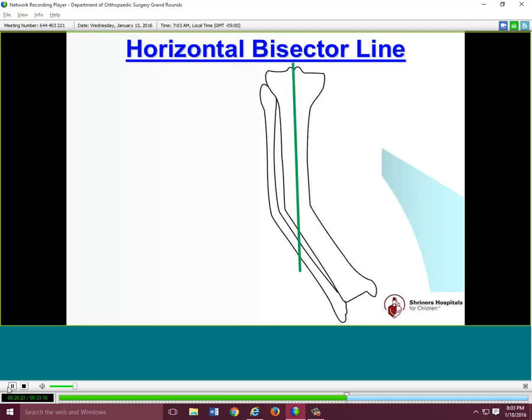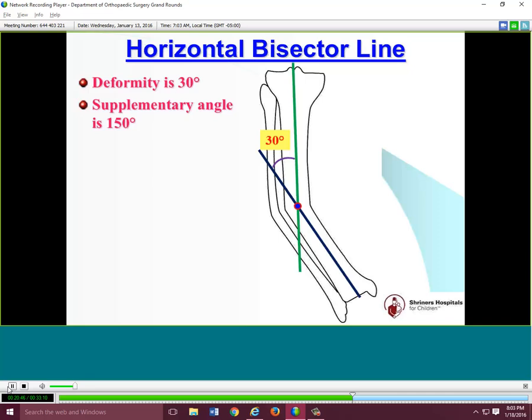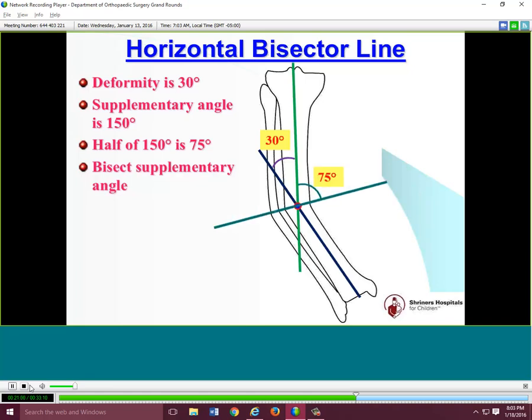So the horizontal bisector line, we're going to do our usual axes, and in this case just kind of shortcut through it. So we have a proximal mechanical axis and a distal mechanical axis. Where they cross, that's where our CORA is. And measure our deformity. In this case, our deformity is 30 degrees. Right, so a little bit of math here. We have a 30-degree deformity. The supplementary angle is 150 degrees. We're going to take half of that, and we're going to call that the bisector angle. And we're going to draw that angle right through there. So now we've created a bisector of the supplement of our deformity.